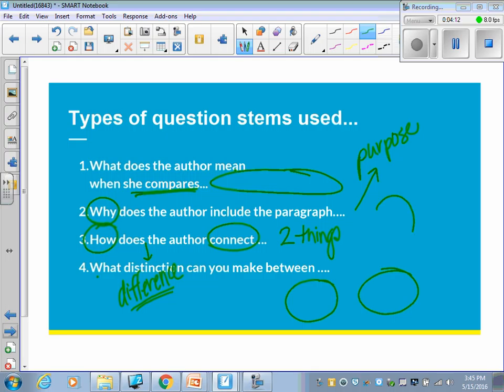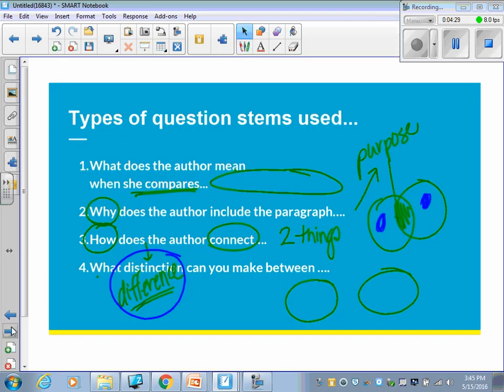So these things either compare how they're alike, which is in here in the middle, or what distinction or what difference, and that would be this part. What difference can you make or can you see between? And these are the types of question stems you may be asked to find when you are looking about comparing two different things.